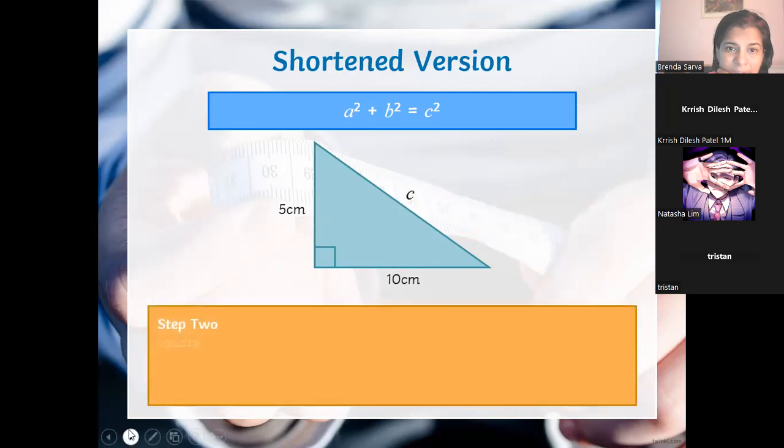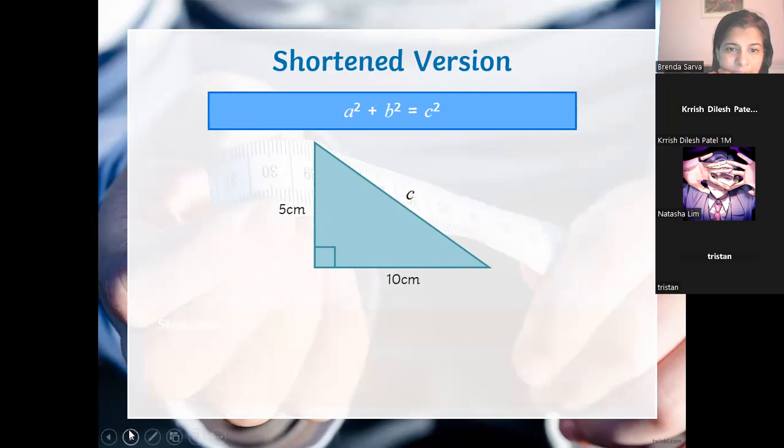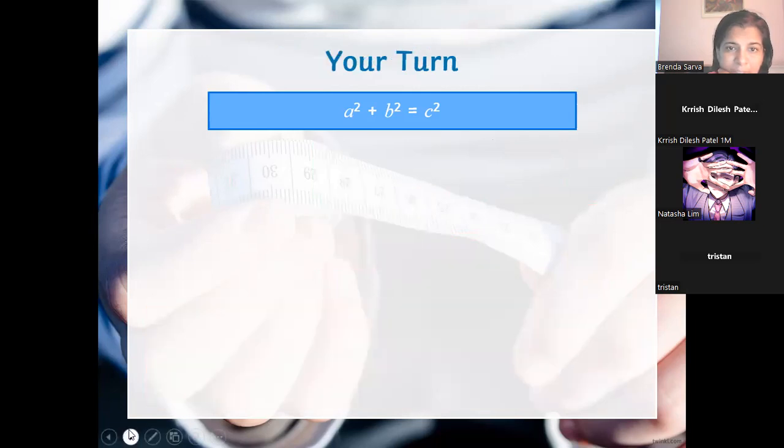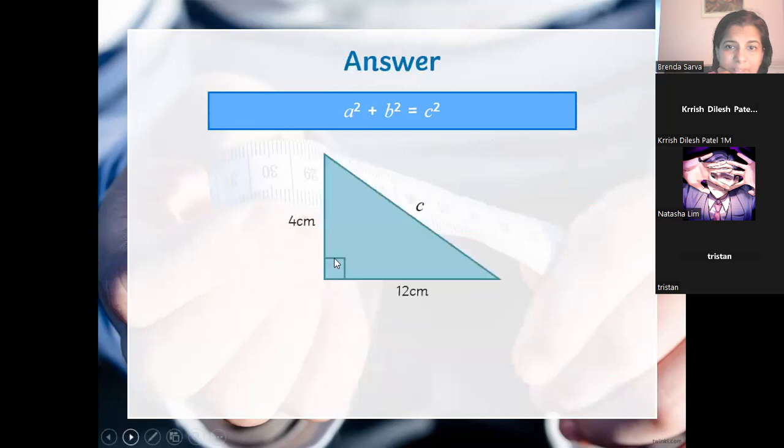So we already found this. Okay, done. Now calculate the length of C. Guys, now you try it out on your own. Tell me what is the length of C. Probably you already know. I'll give you a minute. Put in the chat, what is your C?